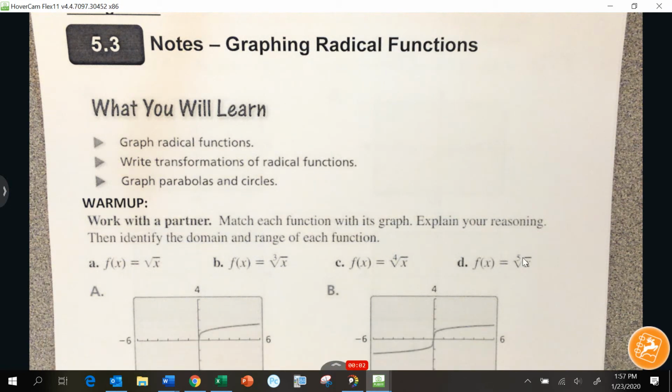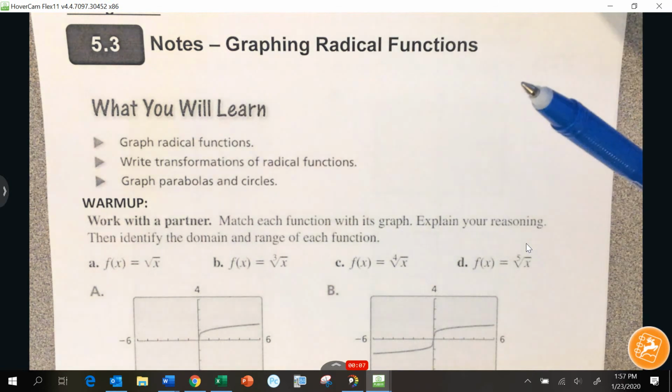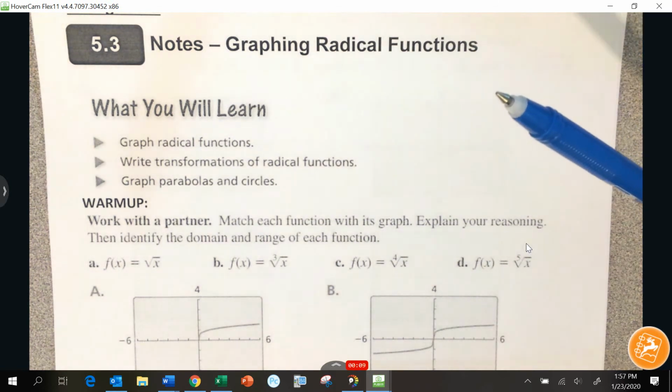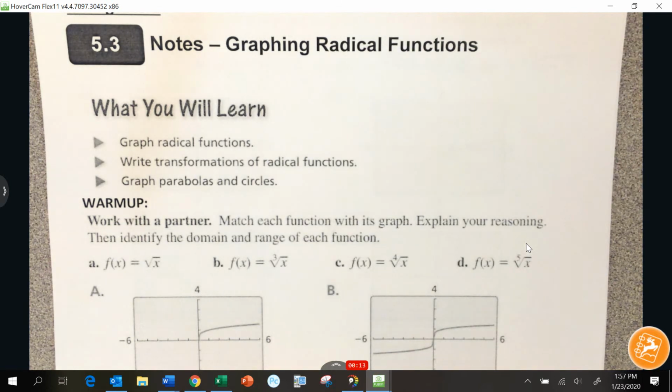So 5.3, that was yesterday. 5.3 is graphing these functions that we've been doing stuff with. In this warm-up, I'm not asking you to do this with a partner. We're just going to look at it. I'll be your partner. We'll look at it together.